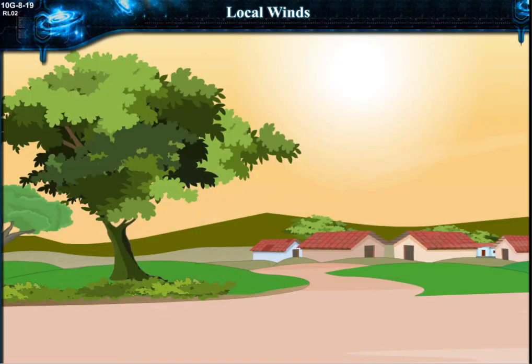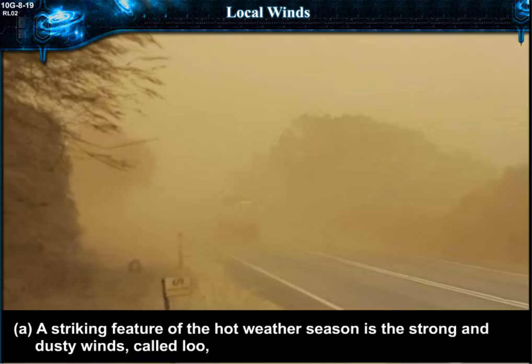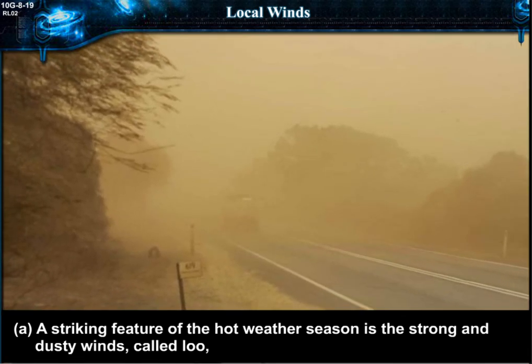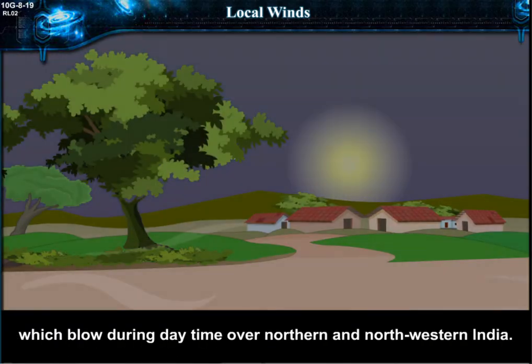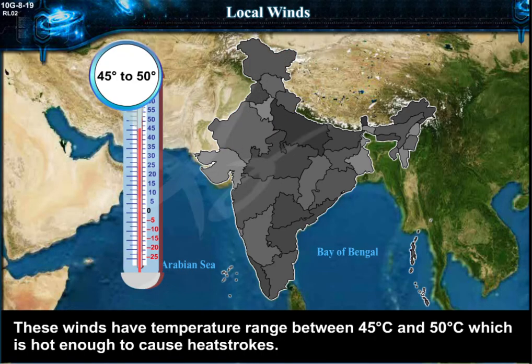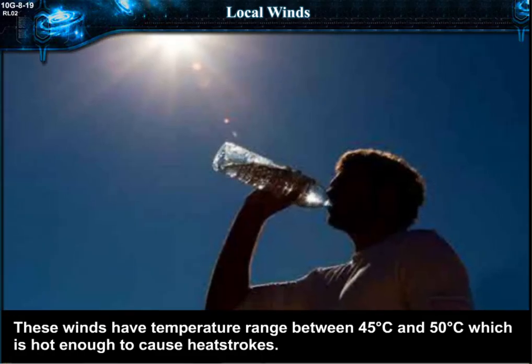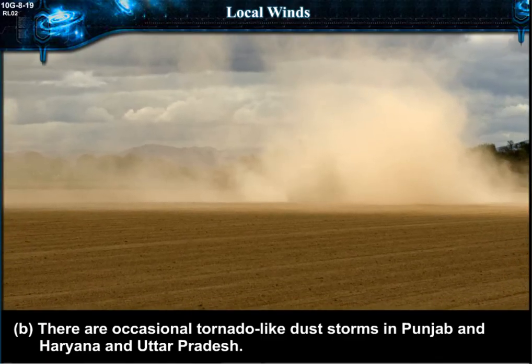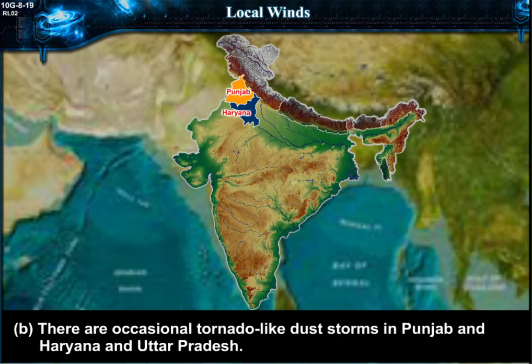Local winds. A striking feature of the hot weather season is the strong and dusty winds called Lu, which blow during daytime over northern and northwestern India. These winds have a temperature range between 45 degrees Celsius and 50 degrees Celsius, which is hot enough to cause heat strokes. B. There are occasional tornado-like dust storms in Punjab, Haryana and Uttar Pradesh.